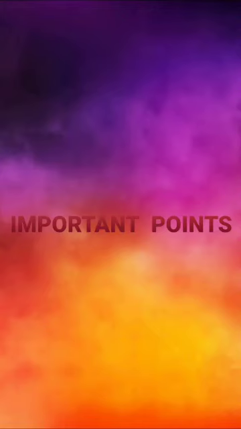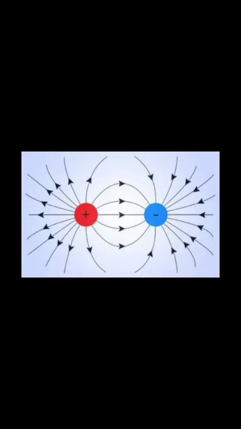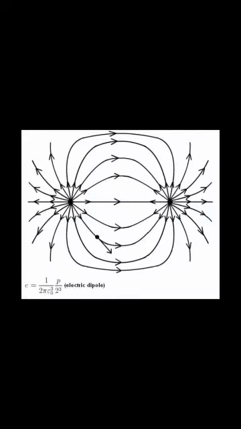So now to end the video, I would like to tell you some important points that you should know. If flux is going from inside to outside, it is positive flux. If flux is going from outside to inside, it is negative flux. Unit of flux is Newton meter square per coulomb.